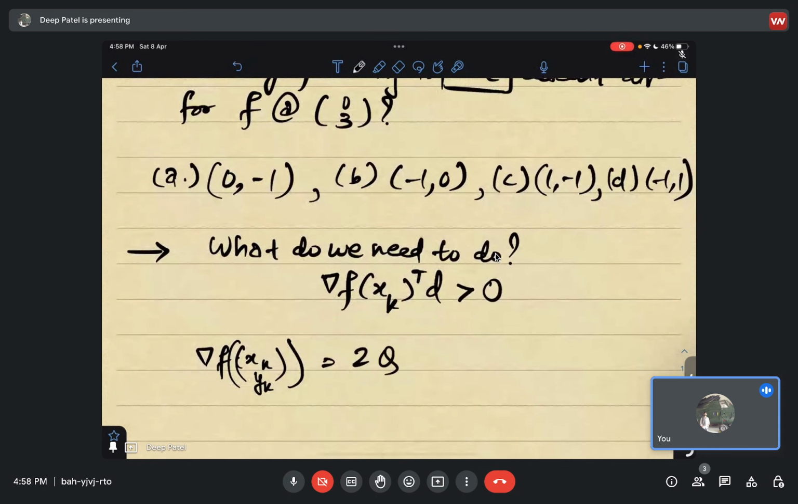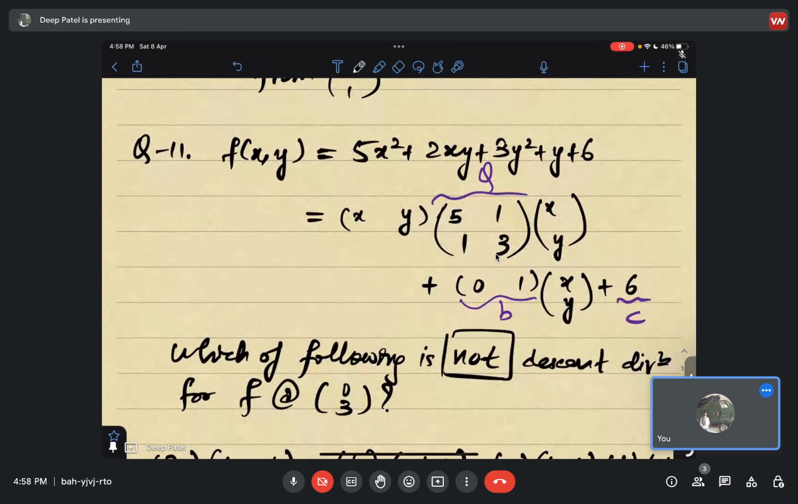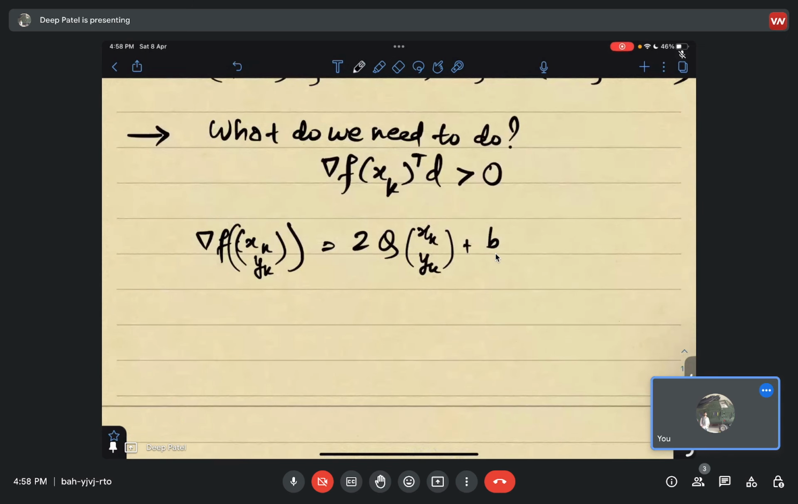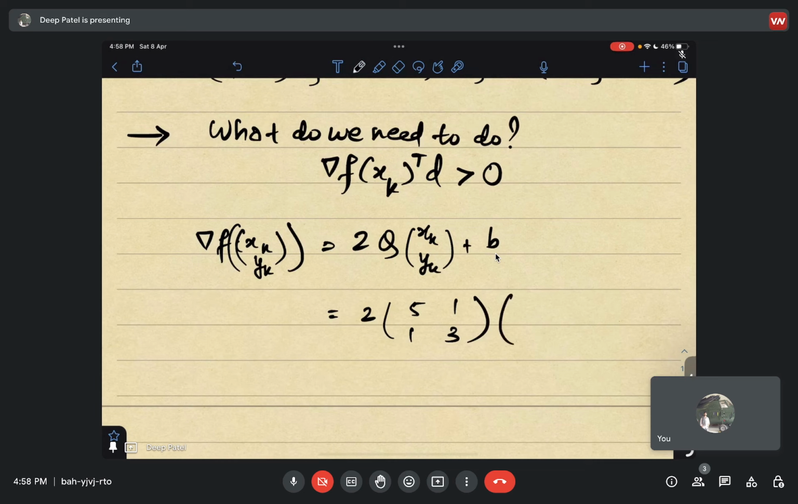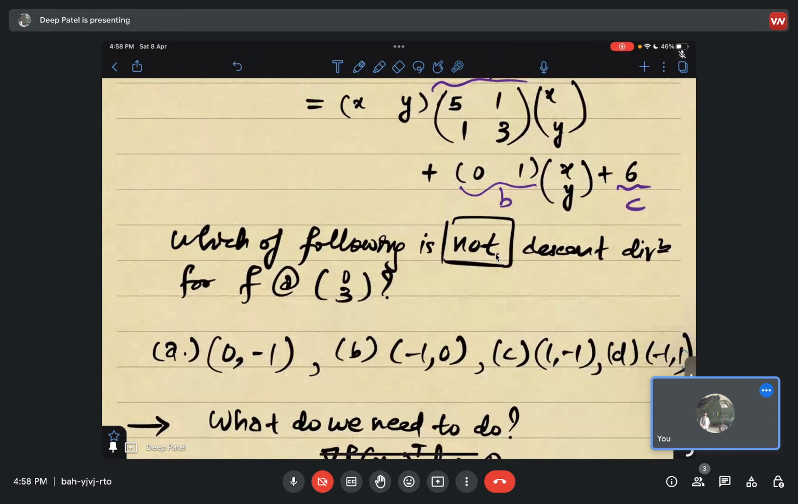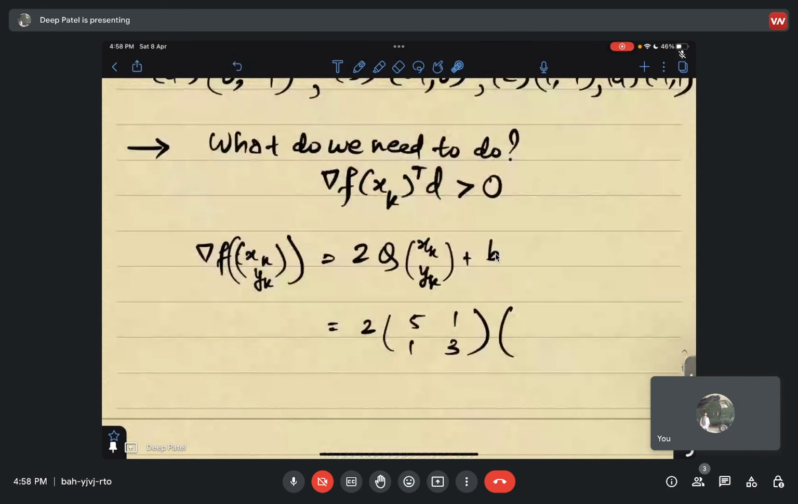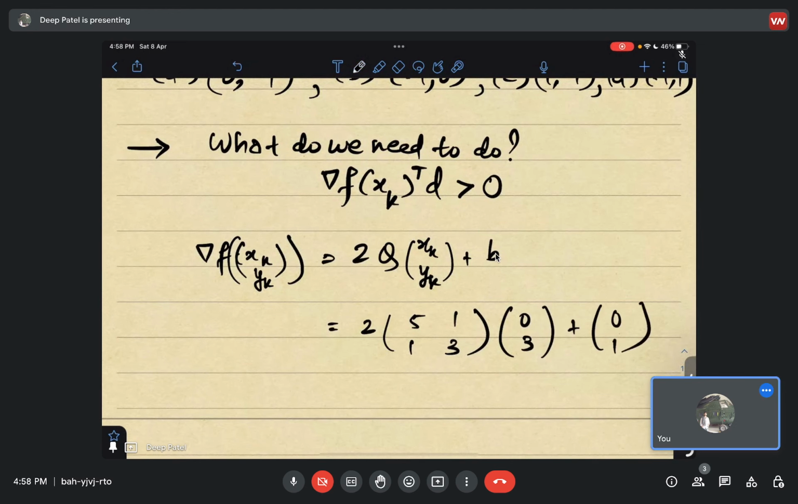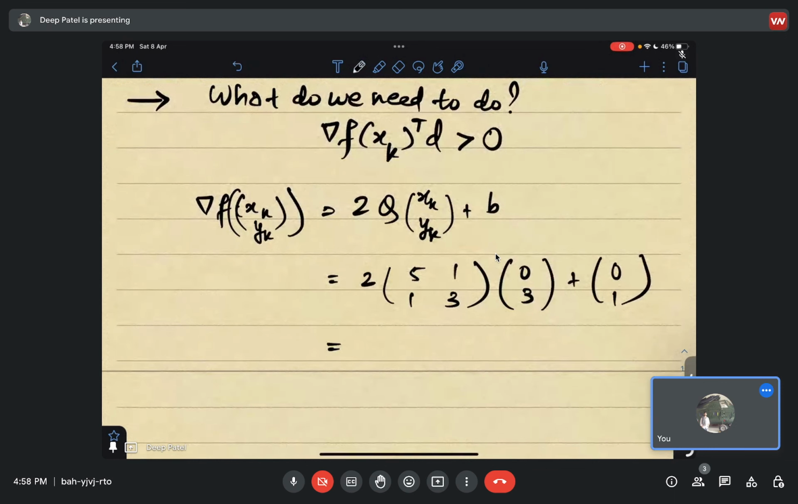So 2q xk yk plus b. What is q? 5113, and what is b? 01. 5113. What is xk yk? Is it given? Yeah, xk yk is given to us. 0, 3. And what is b? 0, 1. So what does this give us?